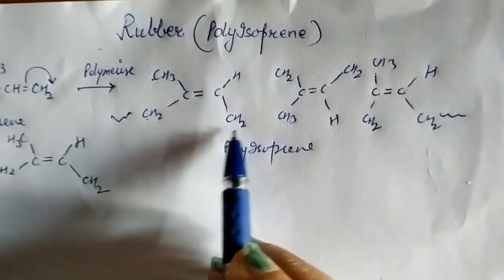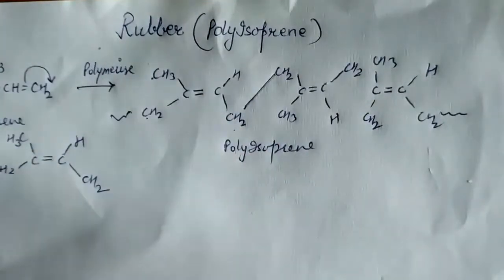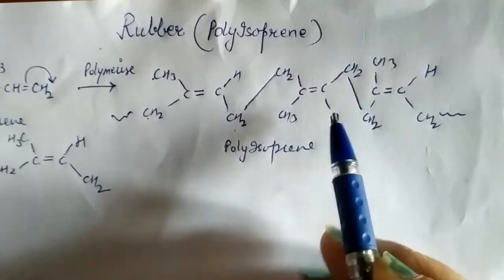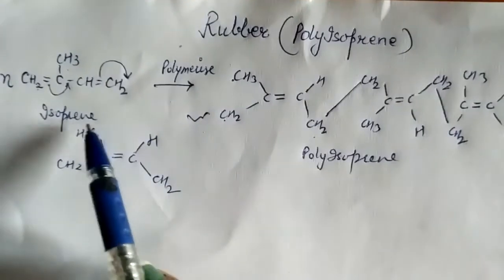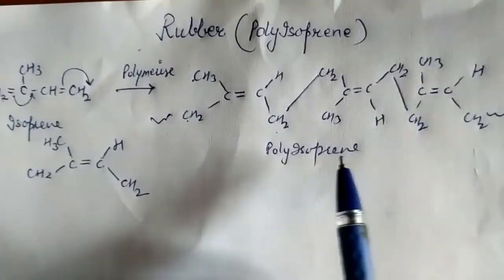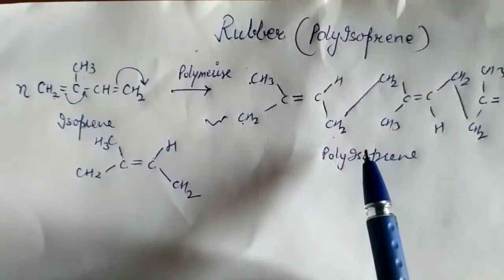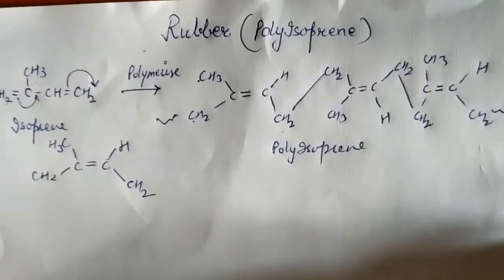See, similar groups are on the same side. These will be attached to each other through CH2. This will lead to the cross links. So natural rubber is a cis polymer of isoprene units. If it is a trans polymer, then it is called gutta percha.